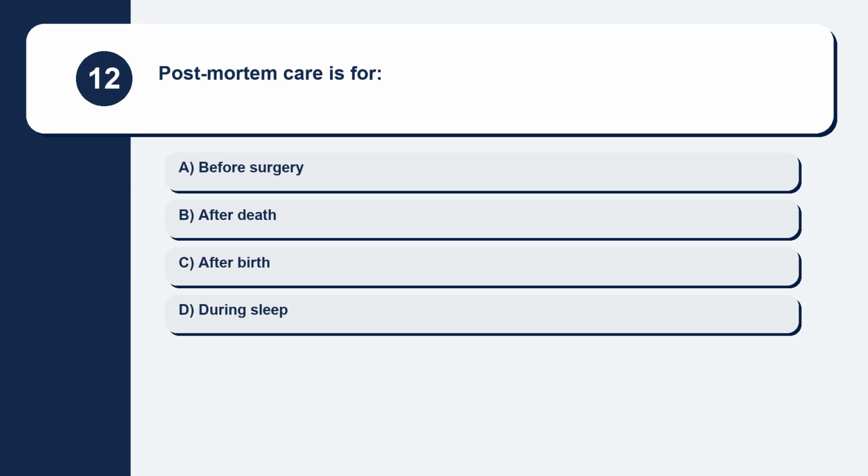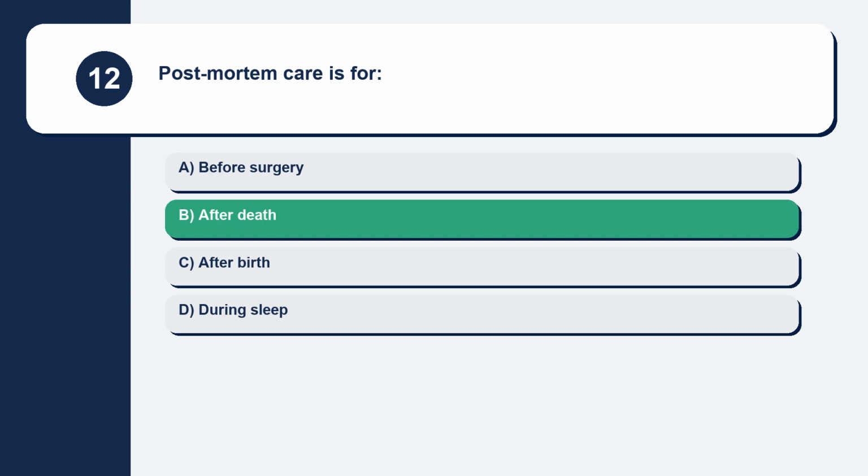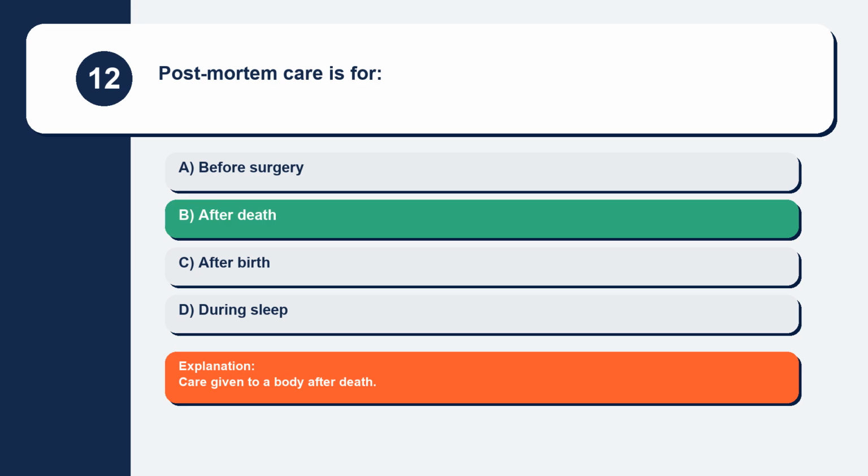Question 12. Postmortem care is for before surgery, after death, after birth, during sleep. Care given to a body after death.